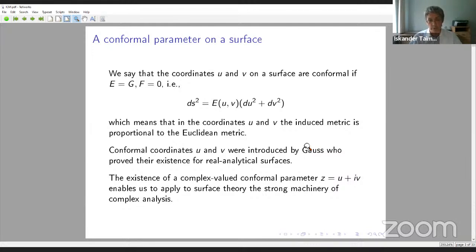At the time, that was only the rise, the emergence of complex analysis. And it appeared that if you write down these conformal coordinates in terms of the conformal parameter z, which is just u plus iv, where u and v are conformal coordinates, that enables us to apply to surface theory the strong machinery of complex analysis. That was done later, not by him, but that appears to be very efficient.